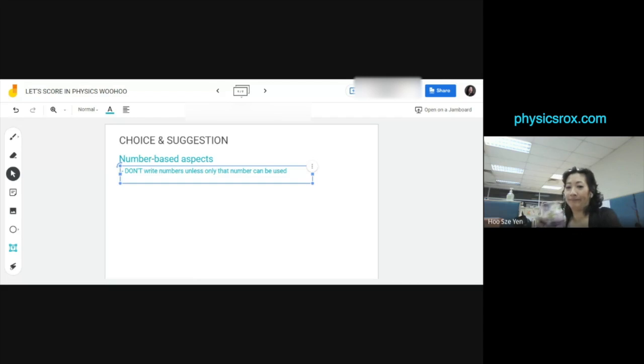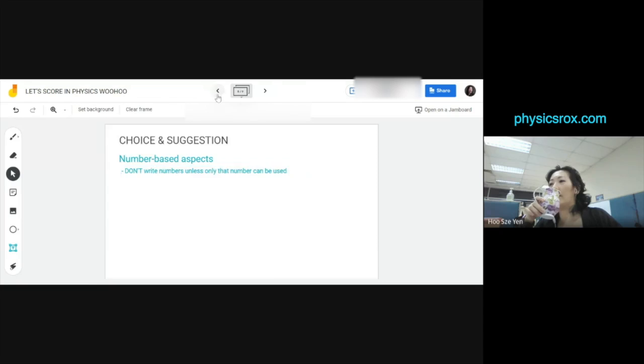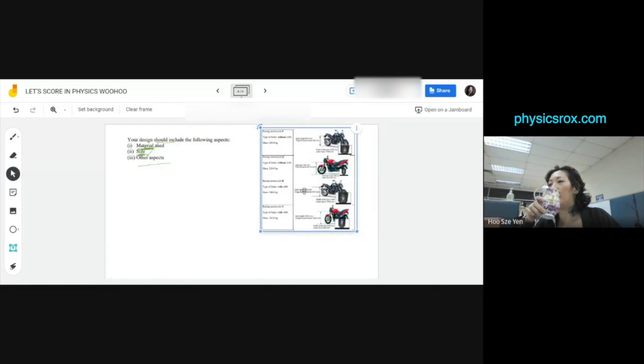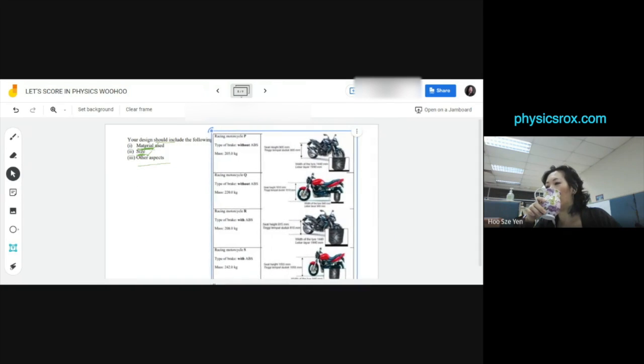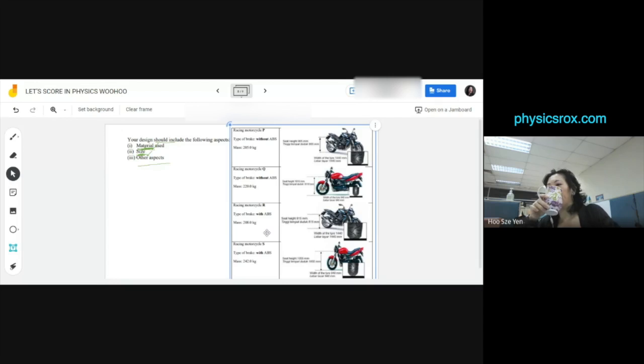How to write in general? What do you mean? Can you elaborate a little bit? Give me an example. Let's say we talk about this one. I put it a bit bigger, I cannot see. Let's talk about the mass. So how to choose a mass of the motorbike for the road racing, the racing style?